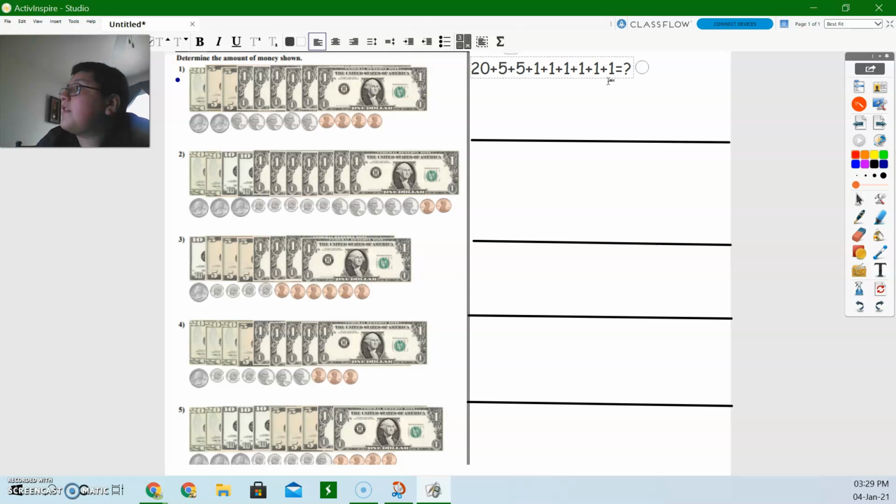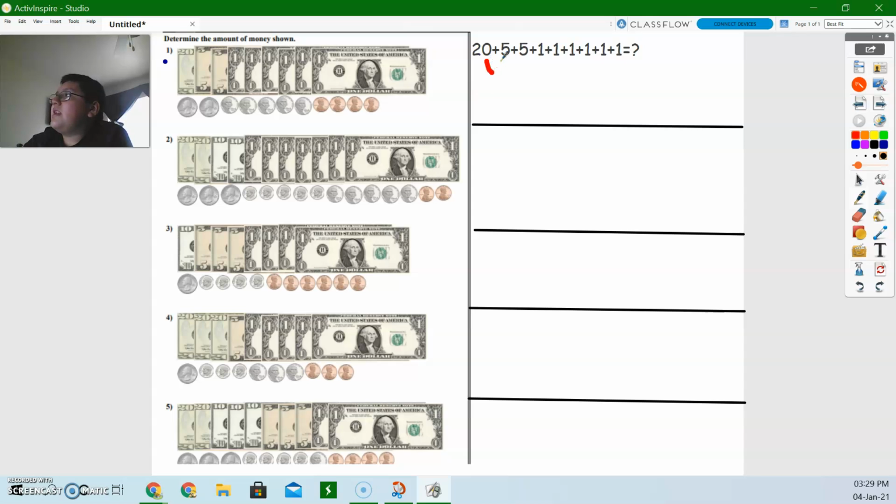Now we're going to find the total for that. So let me go into pen mode. So 20, ooh, it's a little thick. So 20 plus 5 is going to equal 25. I'm not going to have neat handwriting here because I'm using my mouse. So now 25 plus 5 is going to equal 30. And to save us some time, we're going to add all the ones, which are going to equal 1, 2, 3, 4, 5, 6. So it's going to be 30 plus 6. So our answer is going to be $36.